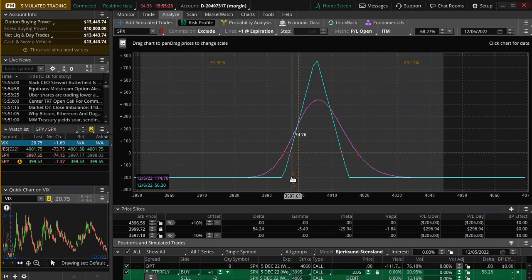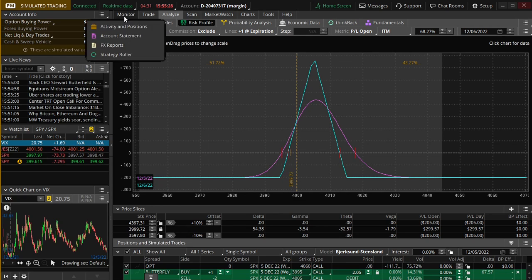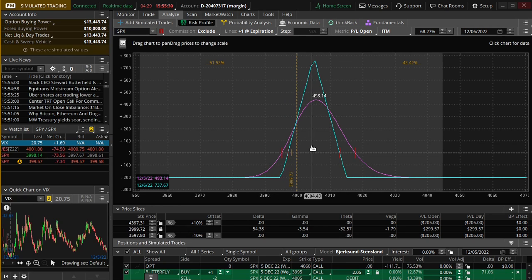And just sitting here talking to you, suddenly you see the price is moving up. We're at about $161 and change. And we're just going to watch this profit curve over the next 5 minutes. And you can see, yep, it's moving up.